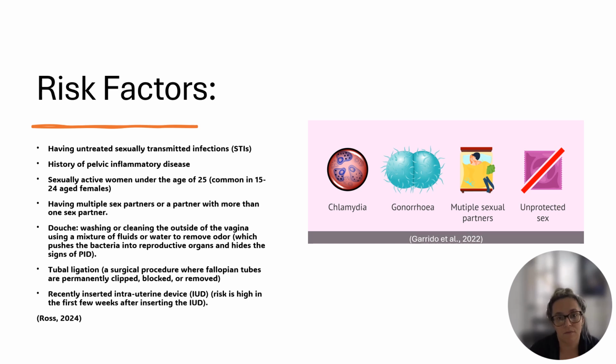And also use of non-barrier contraception, especially IUDs, because the IUD can be a mechanism where the bacteria will ascend into the reproductive tract more easily. And also vaginal douching, because that will imbalance the pH, and then the female will be more susceptible to getting the STI.